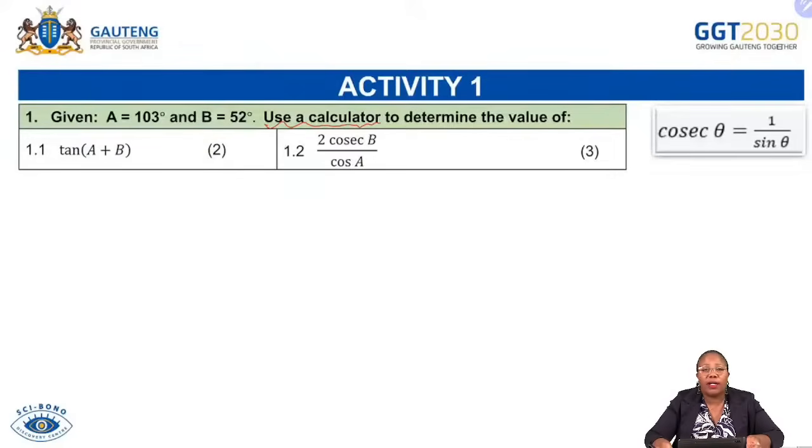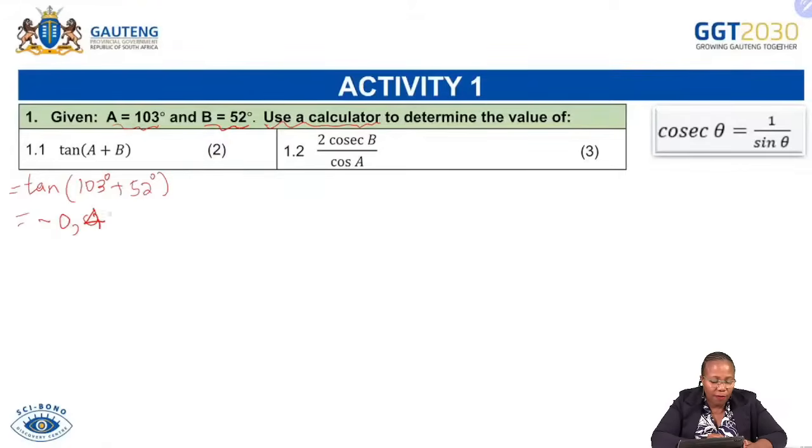Okay, grade 12s, we are given A is 103 degrees and B is 52 degrees. So in 1.1, they say use a calculator to determine the value of tan A plus B. Ours is just to substitute. This will be tan, what is A? 103 degrees plus 52 degrees. So we want to see that substitution, grade 12. And then from there, you can just put it in your calculator straight to the answer. This will be negative 0.47. And then it's 1 mark for substitution and 1 mark for your answer. That is your 2 marks.